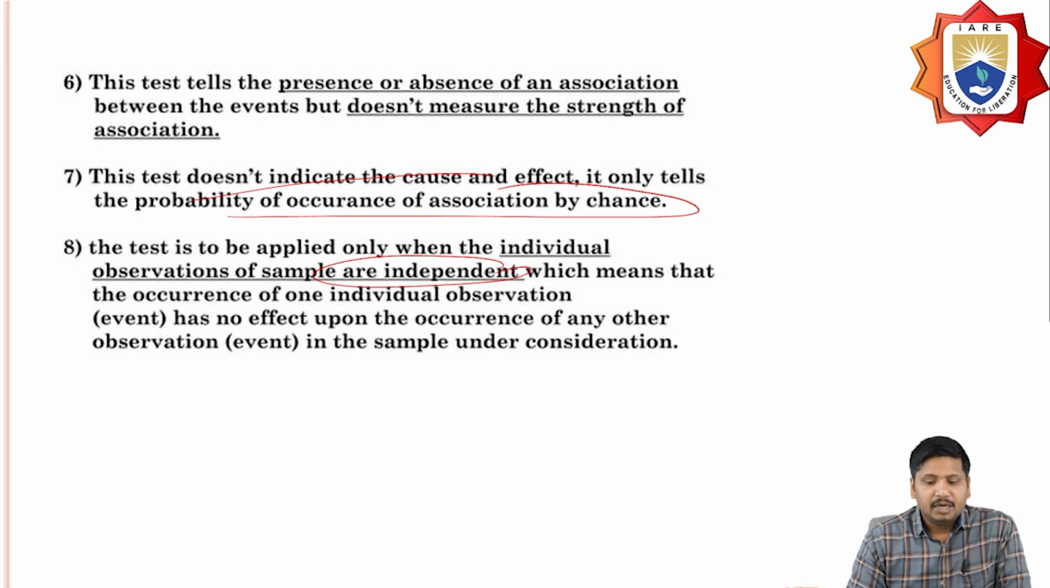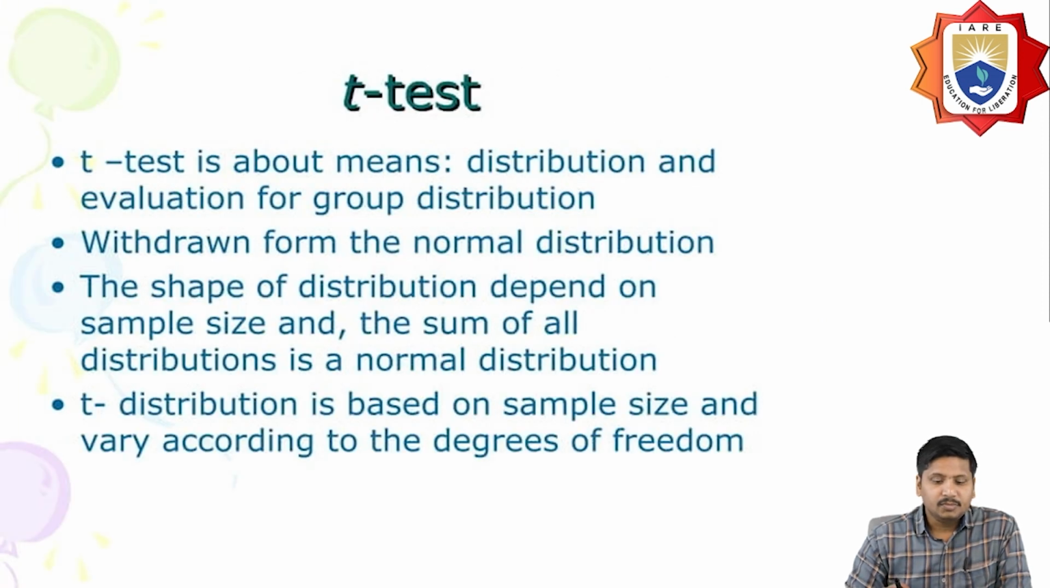So, this test mainly tells the presence and absence of association between the events and does not measure the strength of association. And this test does not indicate cause and effect, so it only tells the probability of occurrence of association by chance. And next one is the t-test. So what does the t-test mean?